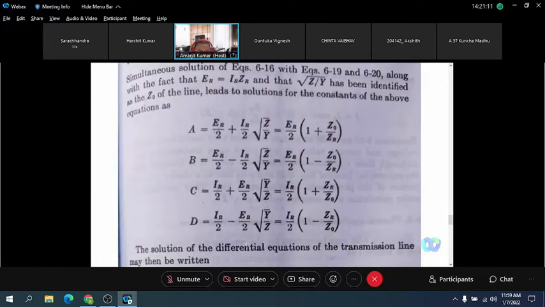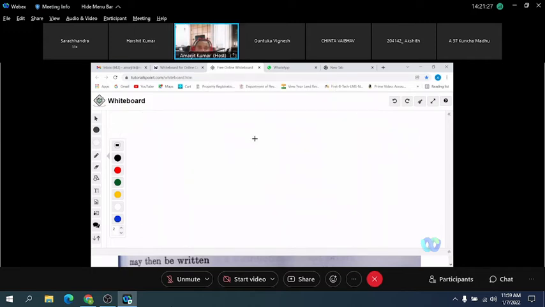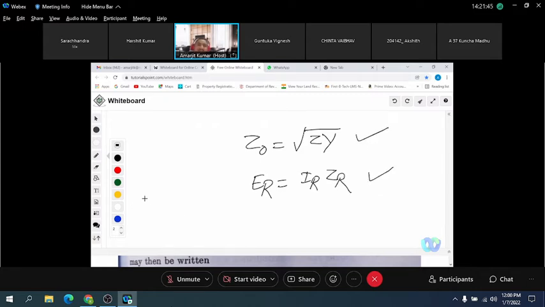And one more thing. Z0. What is Z0? Characteristic impedance, which is equal to root Z into Y. So wherever you find root ZY, you put Z0, and ER is equal to IR into ZR. These two also you have to utilize. Then you can write A, B, C, and D.